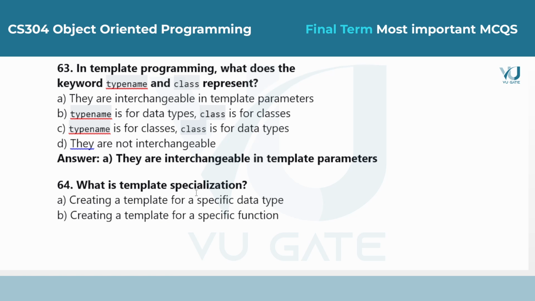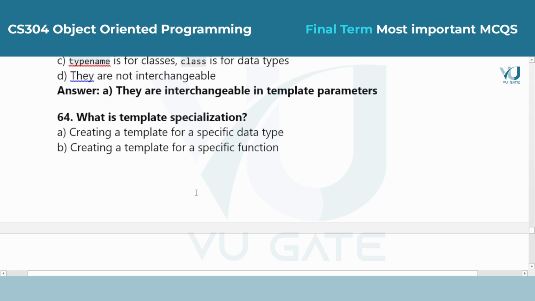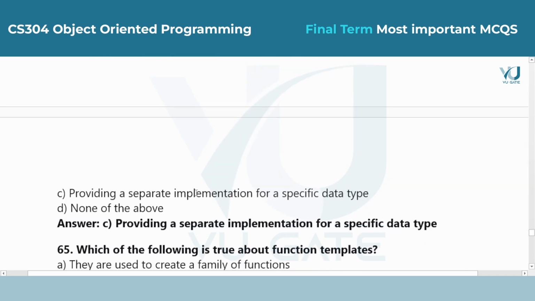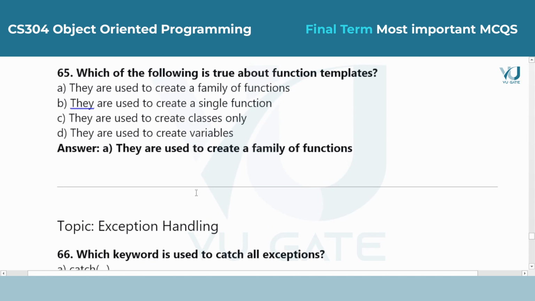Q64. What is template specialization? Answer: C. Providing a separate implementation for a specific data type. Explanation: Sometimes the general logic of a template doesn't work for a specific type, like char*. Specialization allows you to write a custom version of the template just for that specific type.